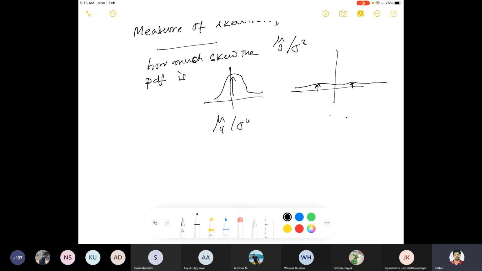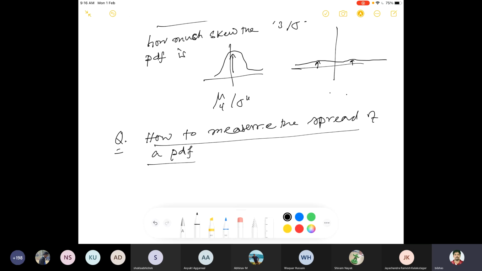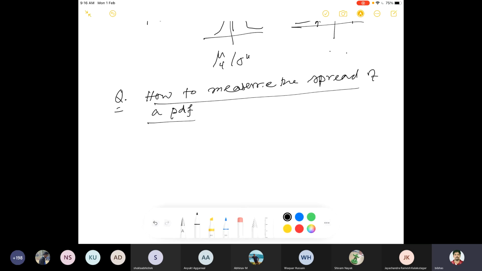But before that, let's say I want to measure, so this is my question here now: how to measure the spread of a PDF. That means how much spread this distribution has, because I'll tell you why this is important. I'll come to that with an example. In order to define a measure for this, we'll introduce a new concept which is called variance. This is a new definition. This is called variance.